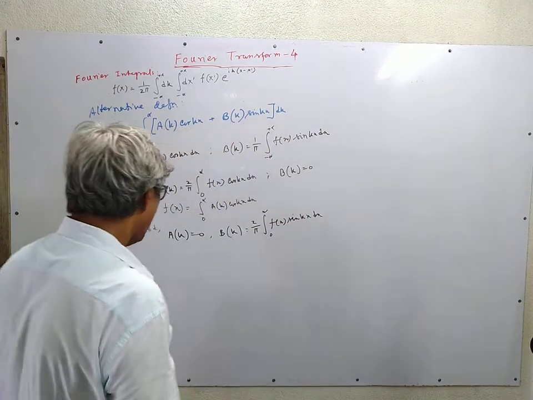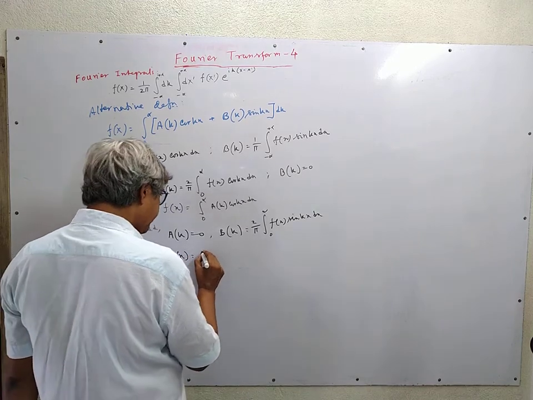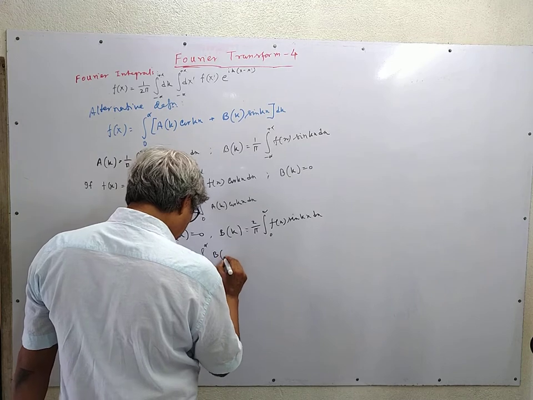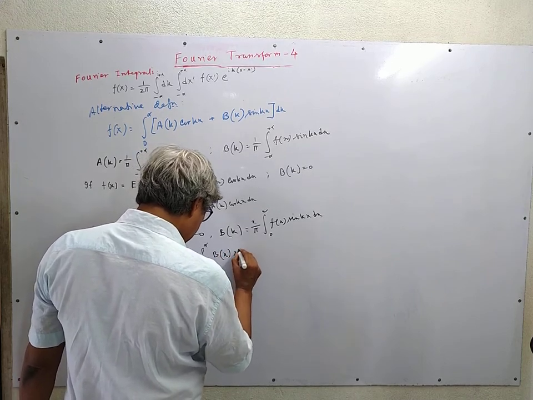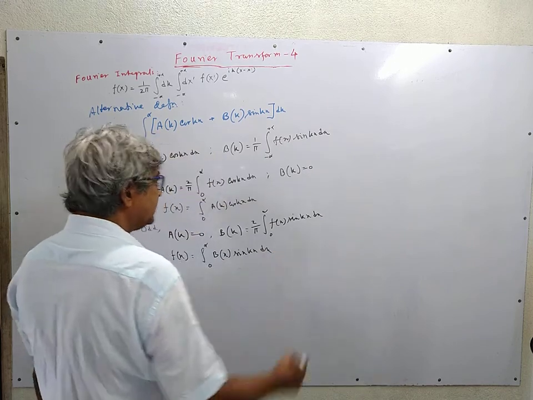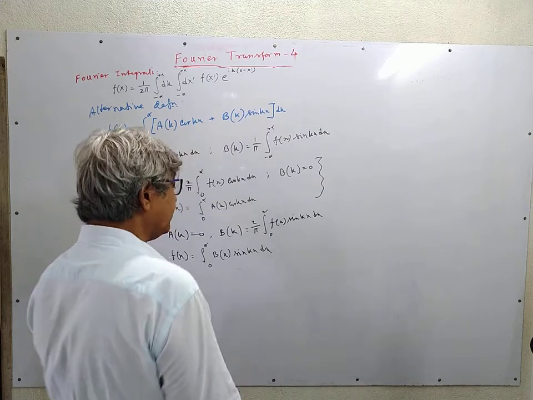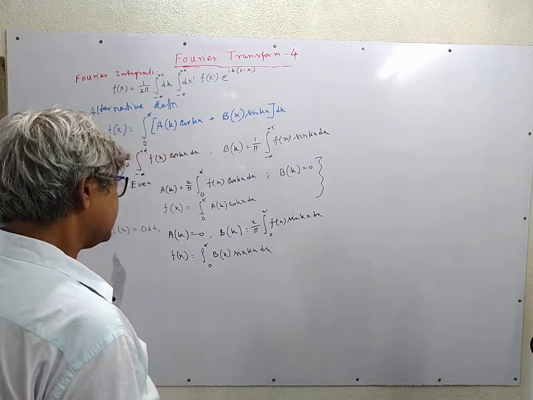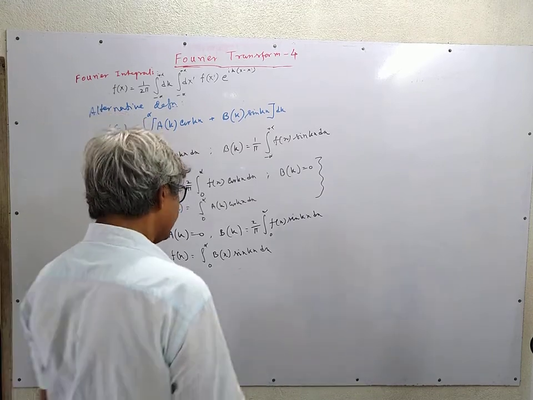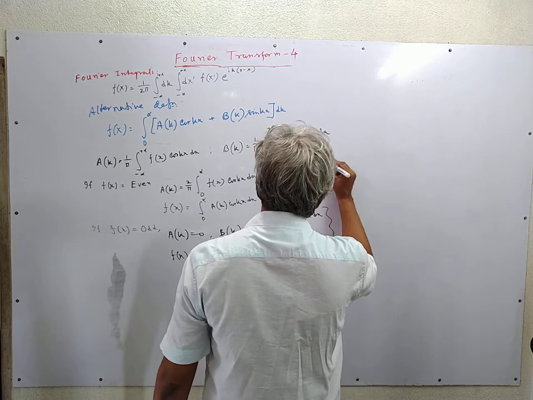and the function is 0 to infinity b_k sine kx dx. This pair of integrals is called Fourier cosine integrals. This is different from Fourier cosine transform, and this is known as Fourier sine integral.